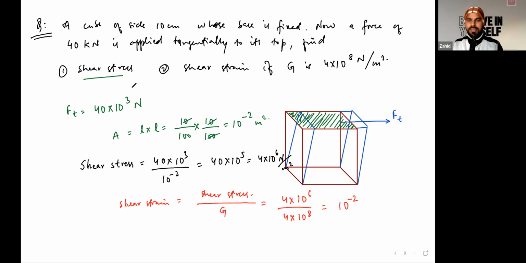In the next class, I will define bulk modulus, or volumetric modulus. And there is one derivation in this particular chapter, that is potential energy stored in a wire, and one last part, the stress strain curve. Okay, sir. So in the next class, I will define the next part. Okay. Thank you, sir. Thank you.